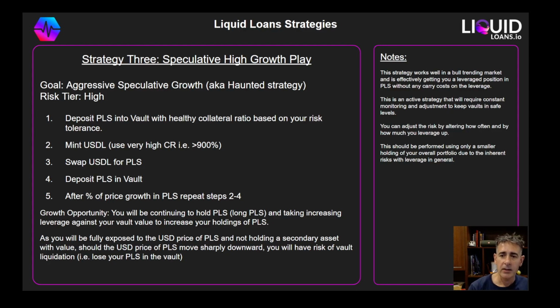Big takeaway here, this should only ever be performed using a smaller part of your core portfolio. So whatever you do, don't just go, look, I'm going to go crazy, I'm going to put all my Pulse bags into this and I'm batting for the fences, because inevitably things will go sideways and you may lose your whole bag. But if you're going to do this, take a small portion of it, set it aside to run this strategy. That'll protect you in two ways.